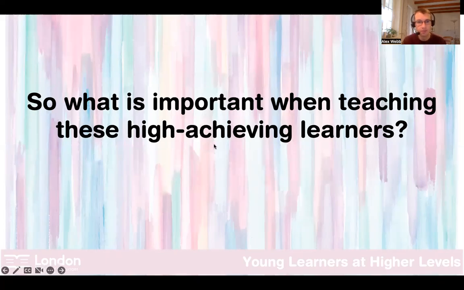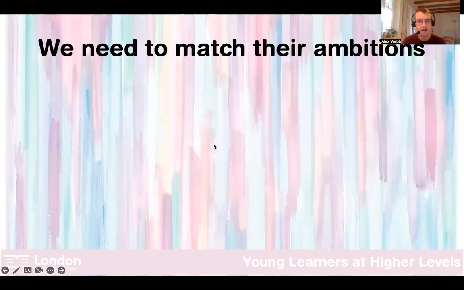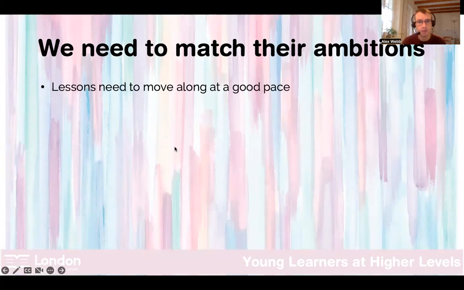Firstly, it's very, very important to match their ambition. As I said earlier, this might not always be the case for their classmates. Their classmates may not match their ambition. Okay, and so we as teachers need to push in the class to make sure that the lesson moves at a pace that is engaging for these students. Okay, so yeah, lessons need to move along at a good pace.